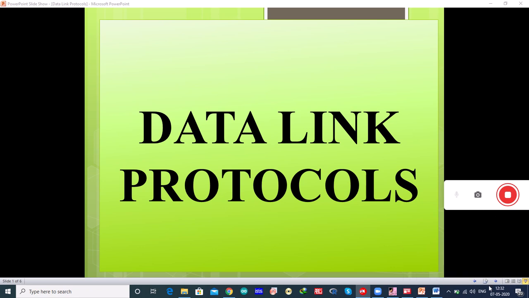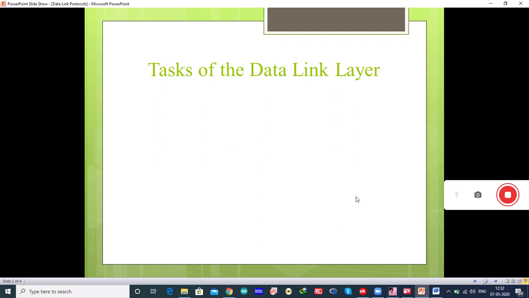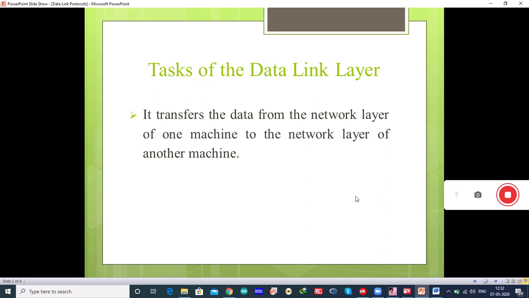Data link protocols are the protocols which are used by the Data Link Layer. Before going on to study the services provided by these data link protocols, let us see the main tasks of the data link layer. The first task is that it transfers the data from the network layer of one machine to the network layer of another machine. That is, this is the service which the data link layer provides to the network layer.